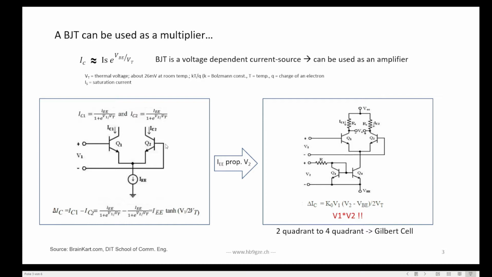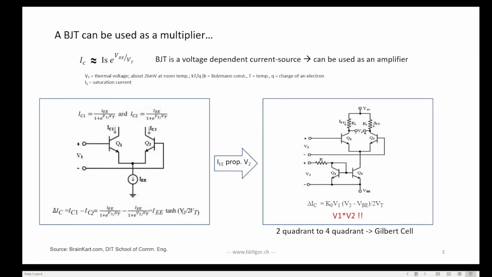And if you mirror IC1 and IC2 through a common current source, IEE in this case, then you can show that, and you have two input voltages, the input voltage V1 from base of the transistor 1 with respect to the base of the transistor 2, and the other way around. So this is VE1, and V2 in this equation is nothing else but minus VE1. And you take the difference of these two currents, you can show that this is the current of the current source times tangent hyperbolicus of V1 divided by 2VT.